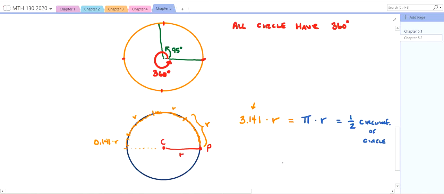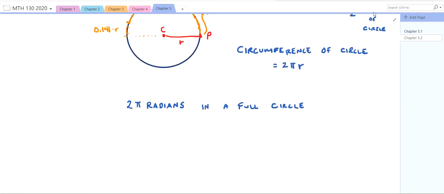So therefore, we've just kind of shown that the circumference, I'll write the whole thing out now, the circumference of a circle, if this is 1/2 of it, is twice this. So the circumference of a circle equals 2 pi r. So further, we often will say there are 2 pi radians in a full circle. So that's another way to break down the segmentation of a circle.